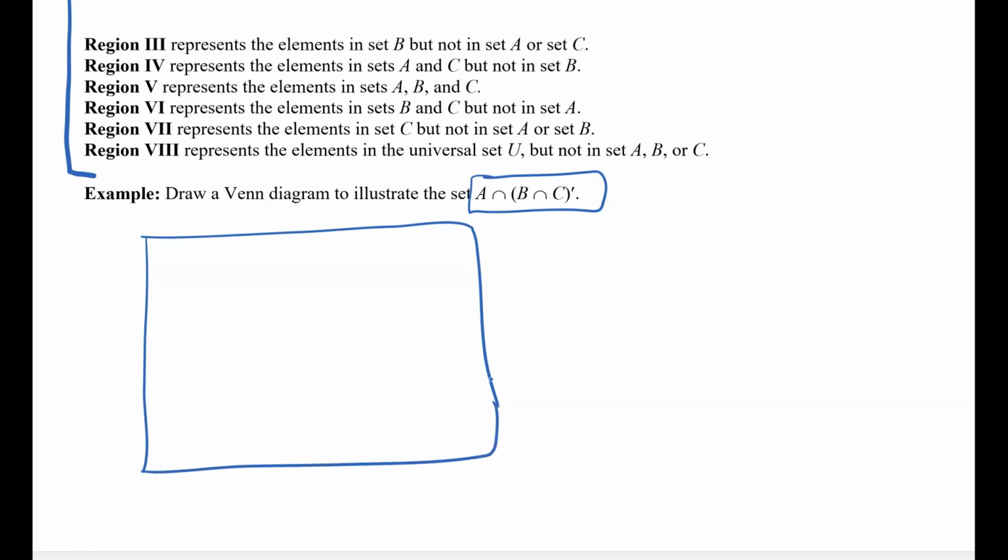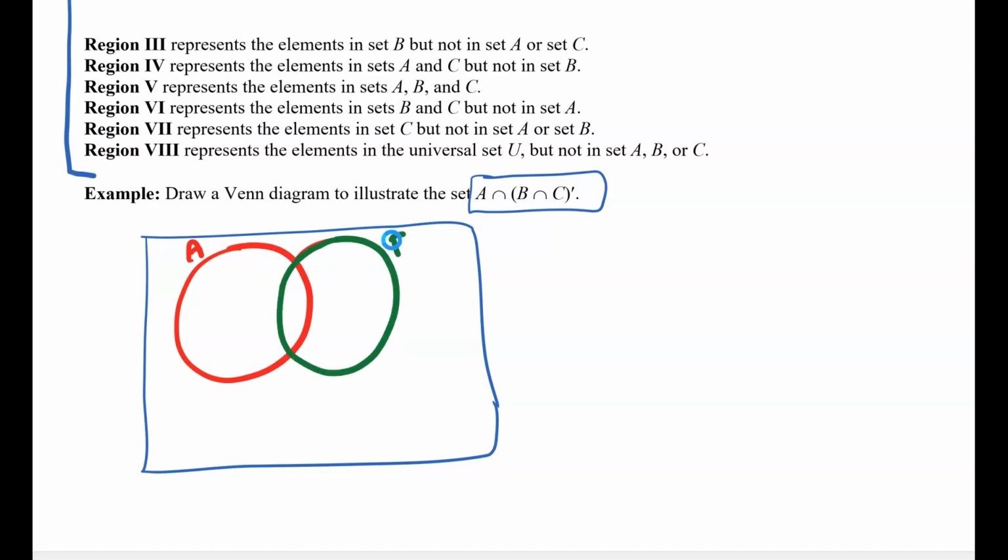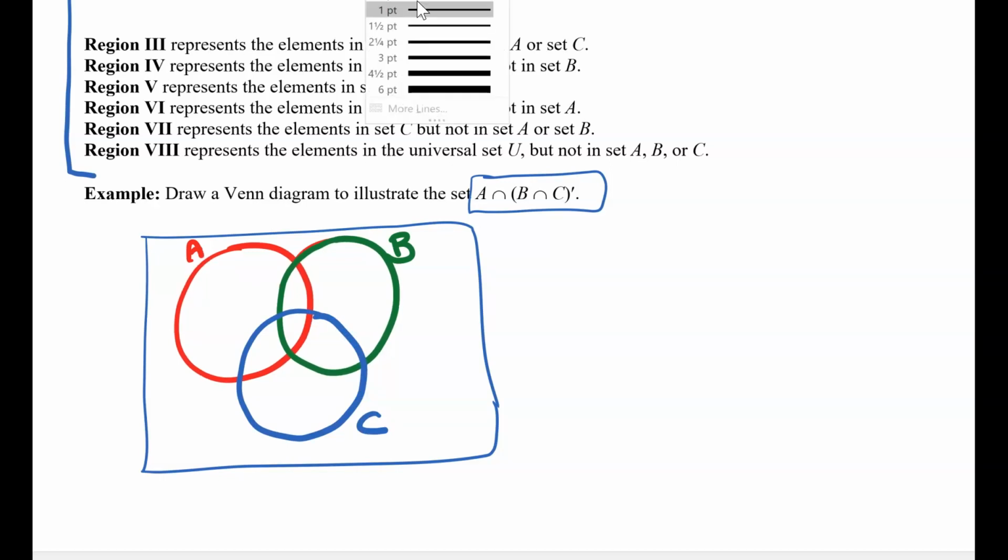And let's see, so in your book, usually most of the problems have 2 circles on the top. Actually, I'm going to go back and use different colors. So I'll call that A, and then we've got B, and then I've got C. Okay, cool.